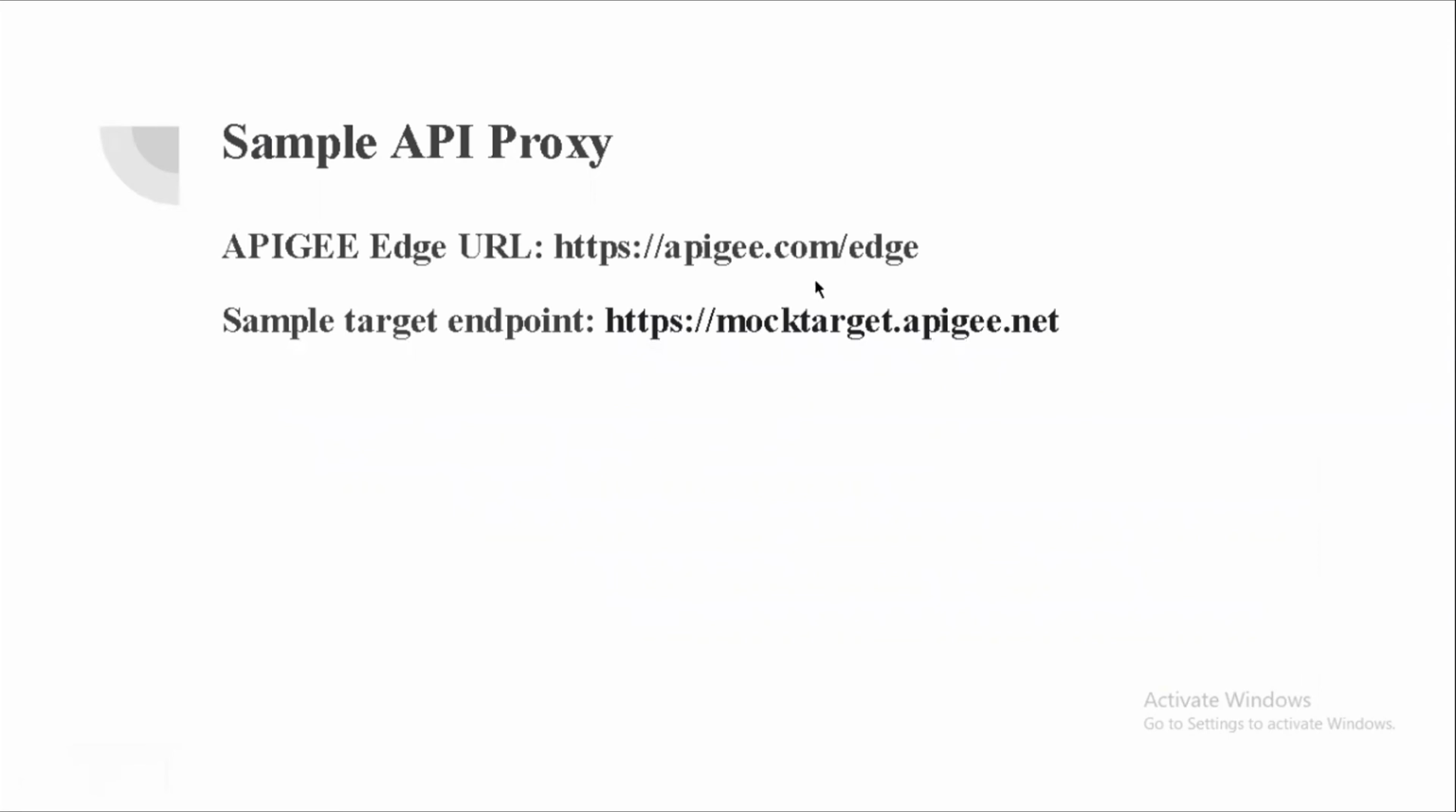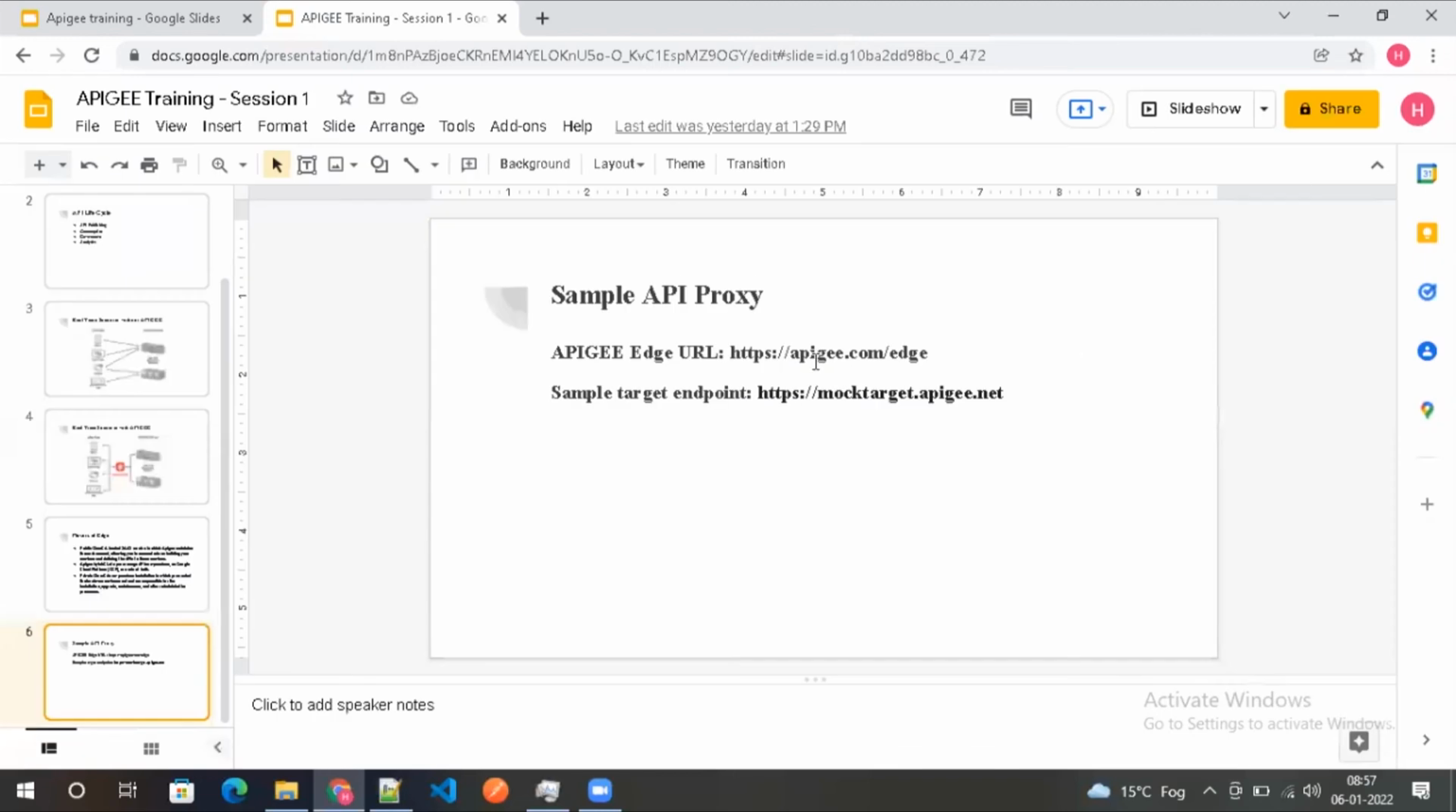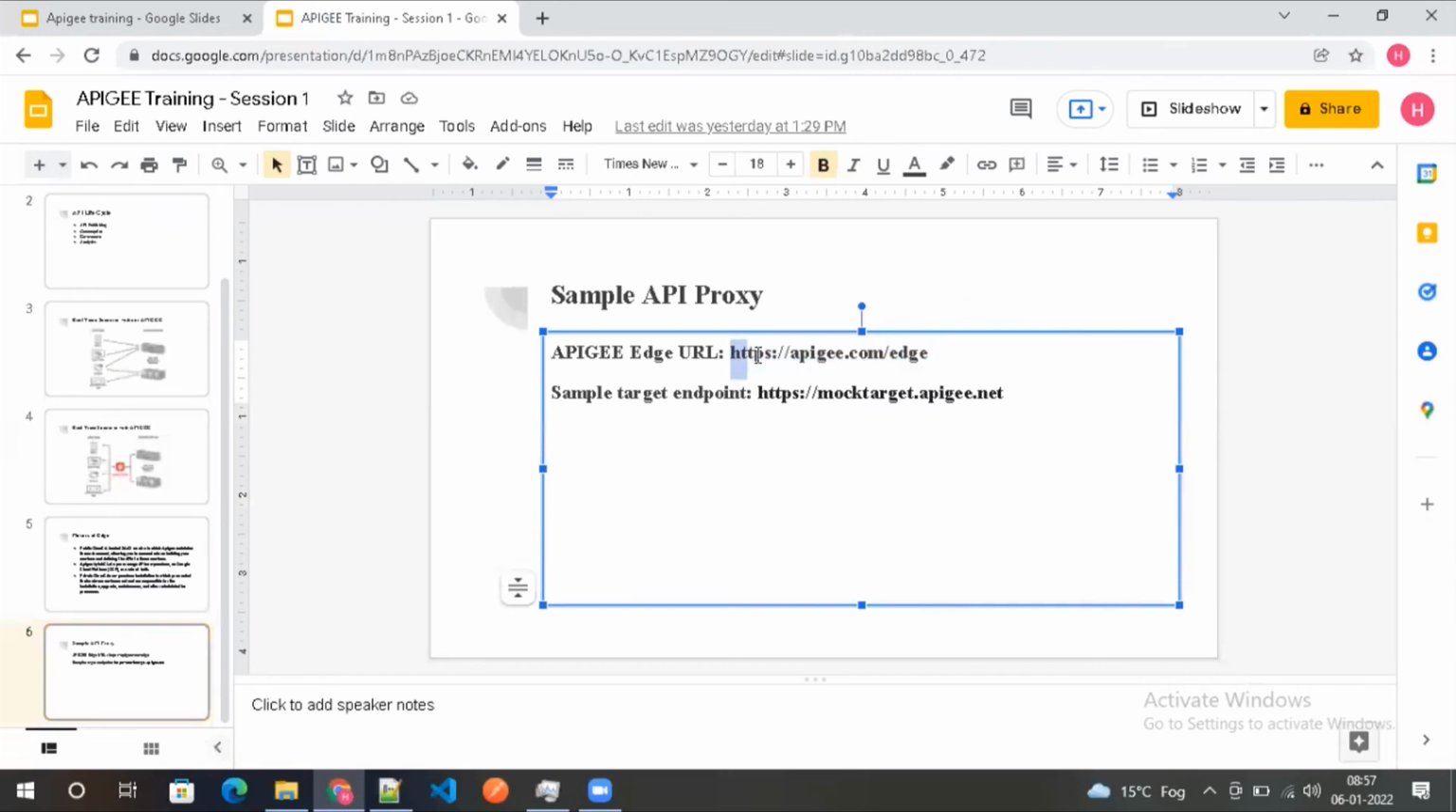So this is the Apigee Edge URL, and there is a mock target API here, which we can use for developing a simple proxy. Himant, can you just go to the previous slide for a second?